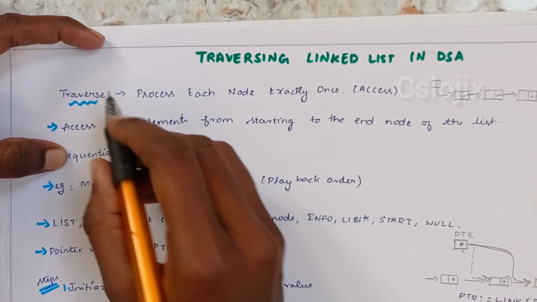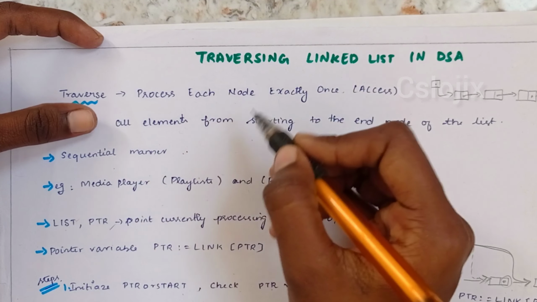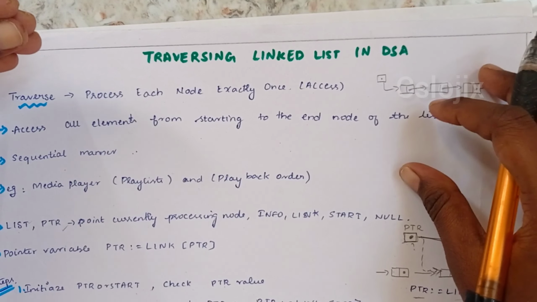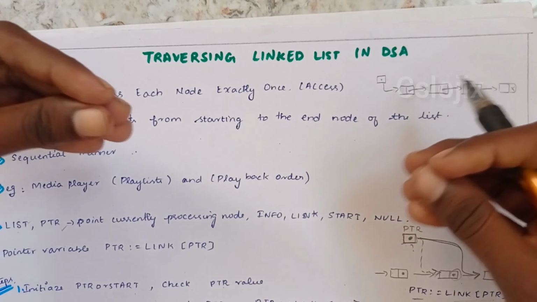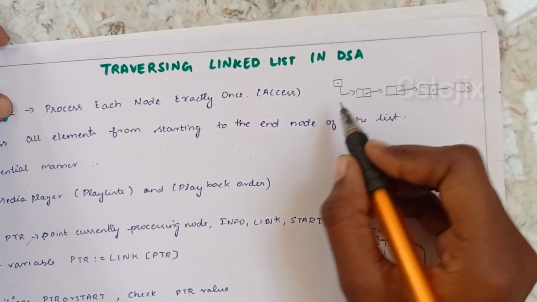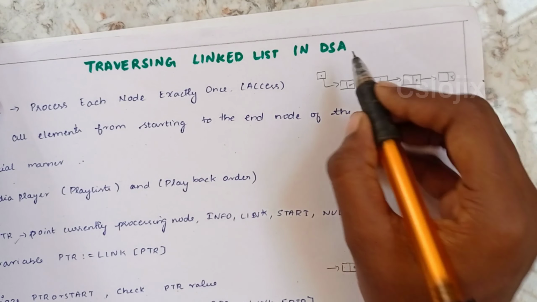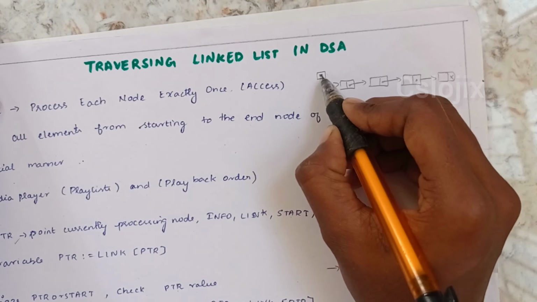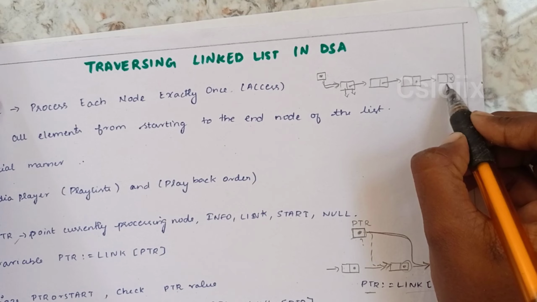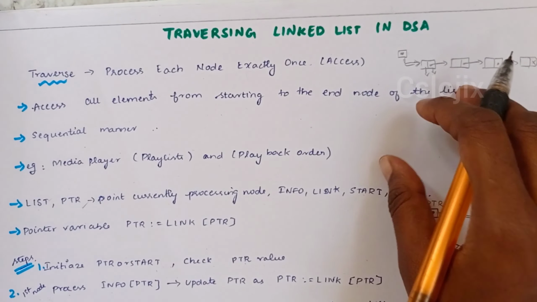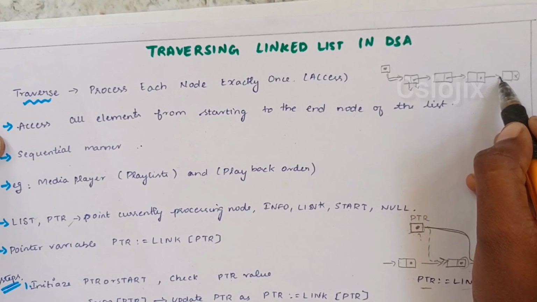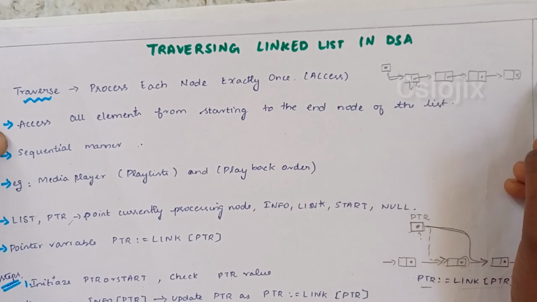What is traverse? Traverse is nothing but processing each node exactly once. So this is what traversing is. We are going to access each and every node, every element, and we are going to apply some type of process on that node. I hope you know what a linked list is. This is how a linked list looks like, and it starts with a start, which is a pointer, and goes to the info part, then the link part. It will do this until it reaches the X mark. So this is what a linked list is. We are going to access all the elements from the starting point to the end of the list, and it will happen in a sequential manner.